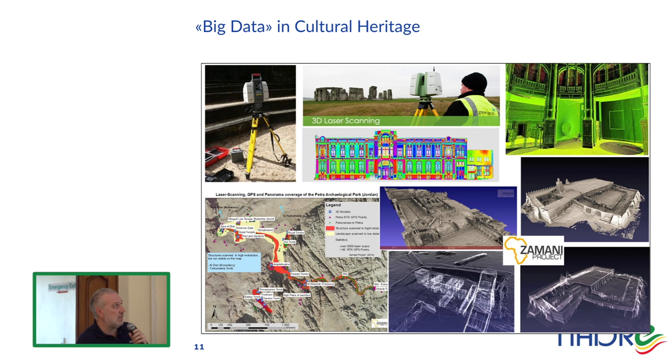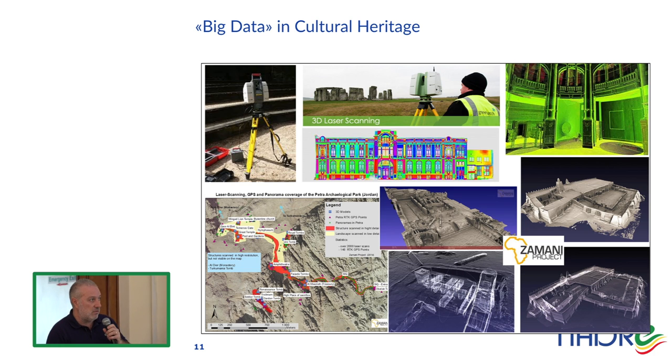Last but not least, cultural heritage. Now 3D scanners, often coupled with drones, are used to create very detailed 3D models of cultural heritage. This is a very nice example, the Zamani project. The Zamani project is an African initiative to create 3D models of a lot of cultural heritage in Africa. And if I'm not mistaken, there are also monuments here in Ethiopia which are being 3D scanned by Zamani.